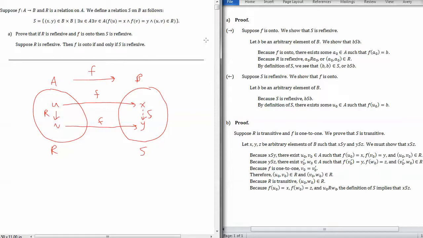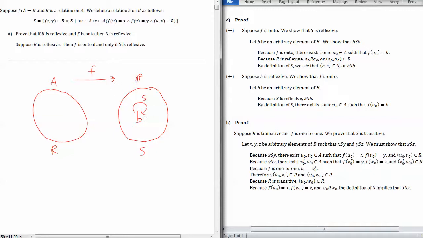Okay, so let's begin by drawing a picture of that. I'll clear it up a little bit here. Okay, so we're supposing R is reflexive, and also supposing f is onto, and we want to show S is reflexive. So to show S is reflexive, we should let b be an arbitrary element of B. We want to show that b is related to itself by S, right? So you can follow along in the proof over here. Suppose f is onto, let b be an arbitrary element of B. We're going to show that bSb.